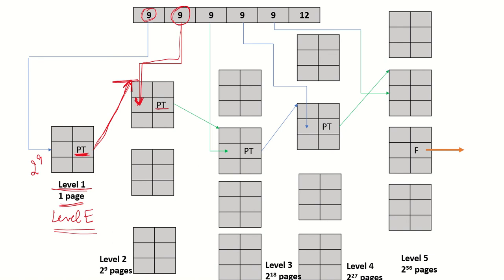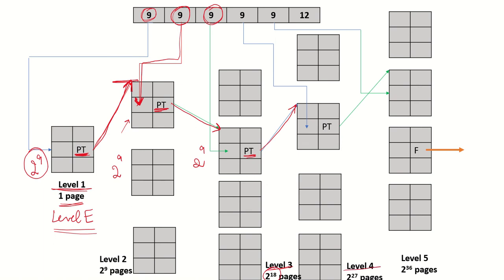From here again we will get the address of the next page table. So let's say this is the address of the next page table. For this page table, the next set of 9 bits will help us index into this page of the page table, because we know that in each of these pages the number of page table entries is 2 to the power of 9. Everywhere it is 2 to the power of 9. From here we get the page table of the next level. So this is level 3, which has 2 to the power of 18 pages, as we computed earlier.